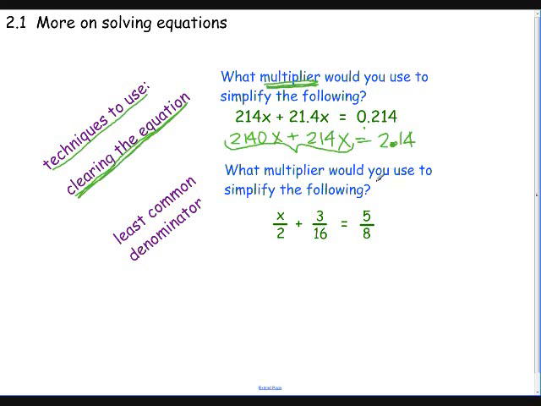What multiplier would you use to simplify this? Here we're going to be looking for least common denominator in these fractions, which would be what?